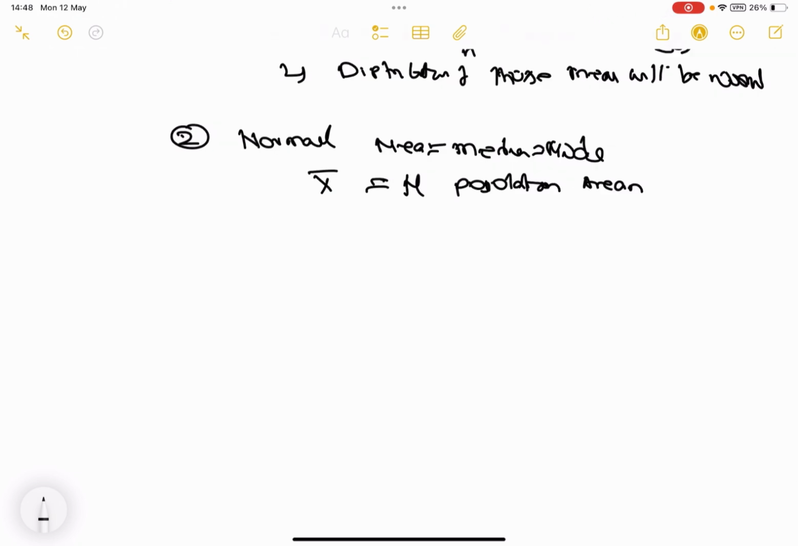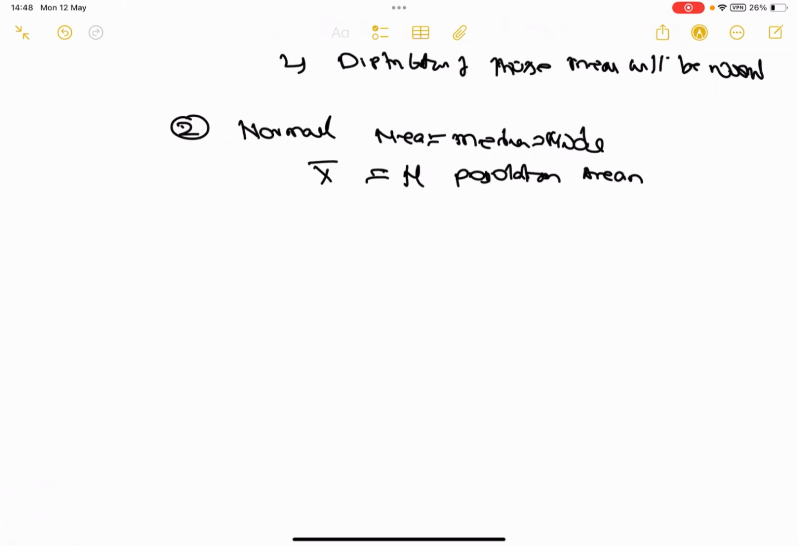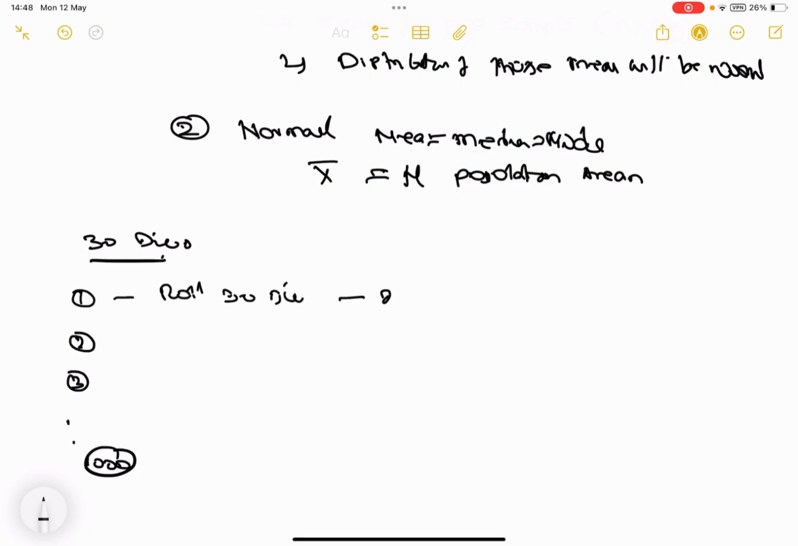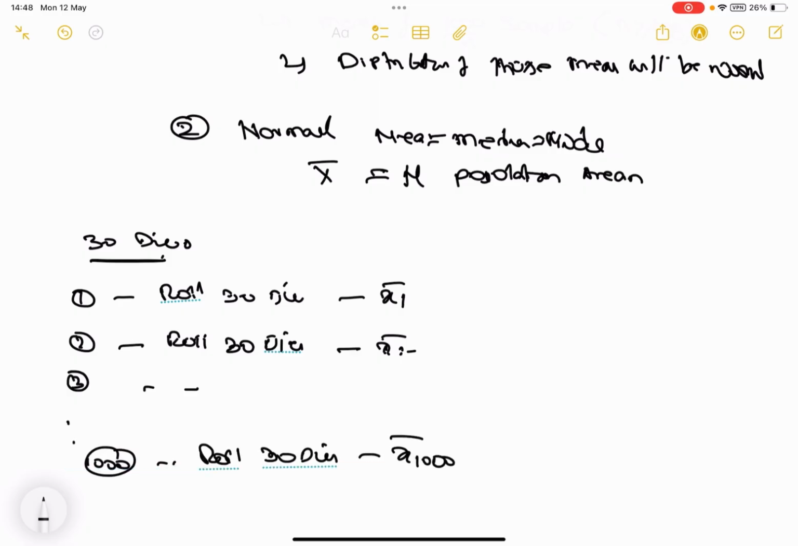If we want to understand more, take one experiment, a second experiment, like that, up to 1000 experiments we'll do. First experiment: roll 30 dice, take the mean of it, call it x1 bar. Second experiment: roll 30 dice, take the mean of it, call it x2 bar, like that. The 1000th experiment: roll 30 dice, take the mean of the outcome. So x1 bar, x2 bar, up to x1000 bar are the means of the outcomes. In the first roll of 30 dice, we'll see some outcomes like 1, 2, 3. Take the mean of that particular outcome.